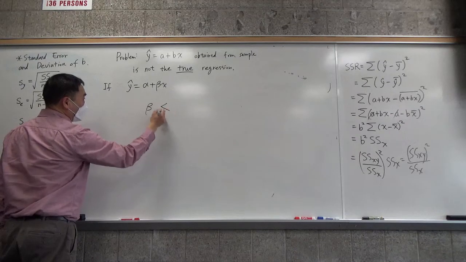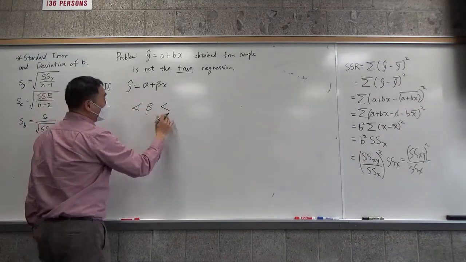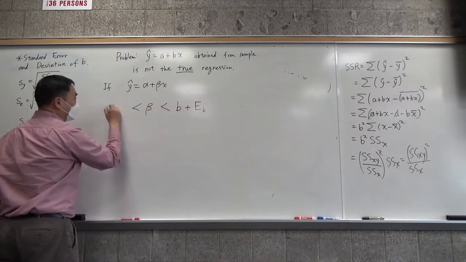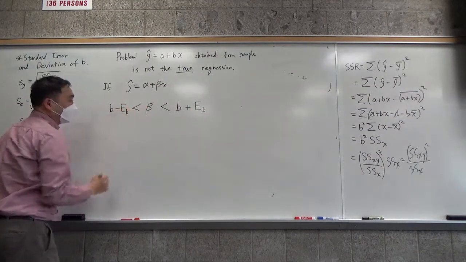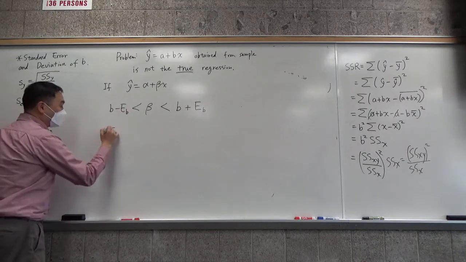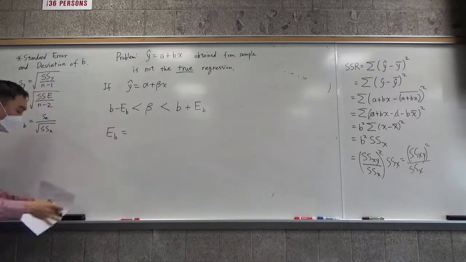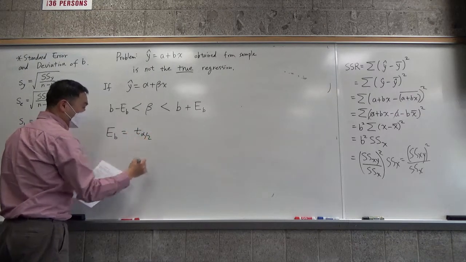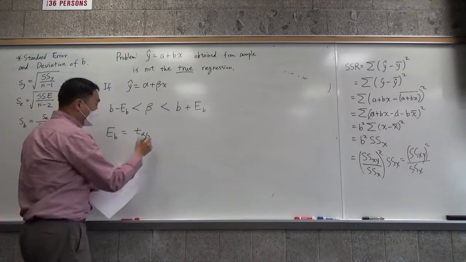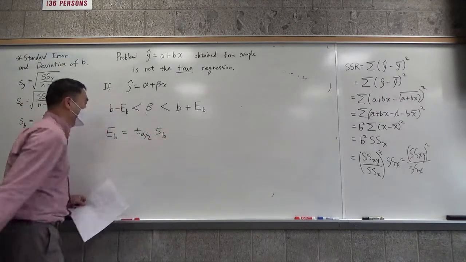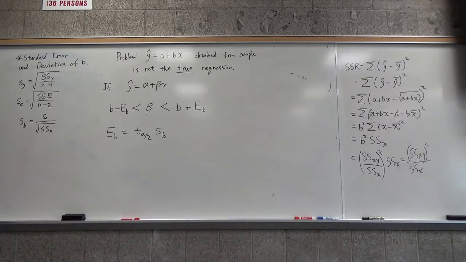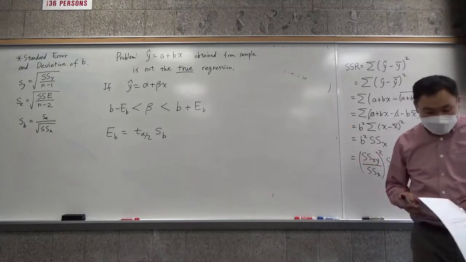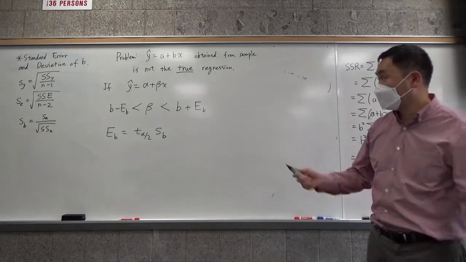So beta should be between two values, b minus the error of b and b plus the error of b. And you'll be asking, what's the formula for E_b? The formula for the error is a t critical times the standard deviation of b. We don't have time to do any of these examples, but that's the formula. Next time I'll show you some examples using this.